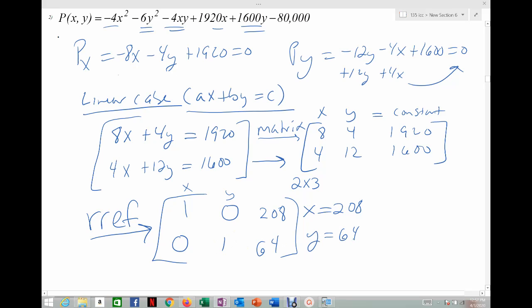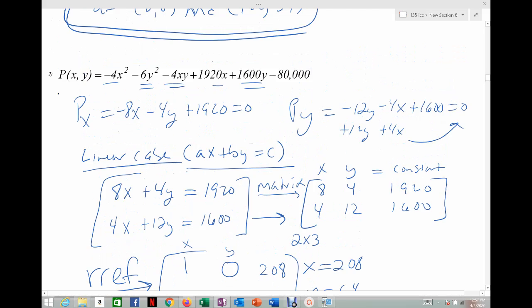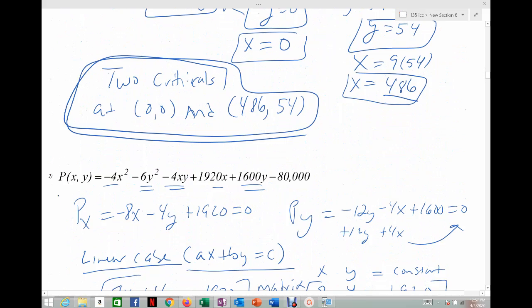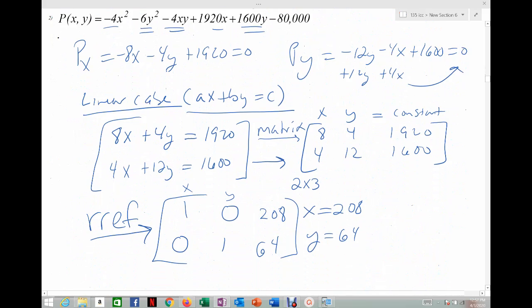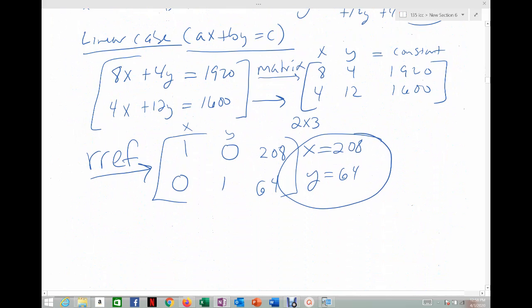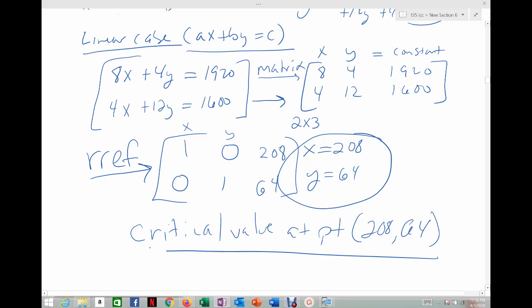Now, you could do the substitution method instead. So if you don't like the matrix method, I do just because it allows me not to make any algebraic mistakes. You could use the substitution method. It always works. But for these linear cases, it's just really nice because as long as I type it in my calculator carefully, it'll give me the correct answer without any algebraic errors. All right, so this one has a critical value at the point. 208 is the x value, 64 is the y value.